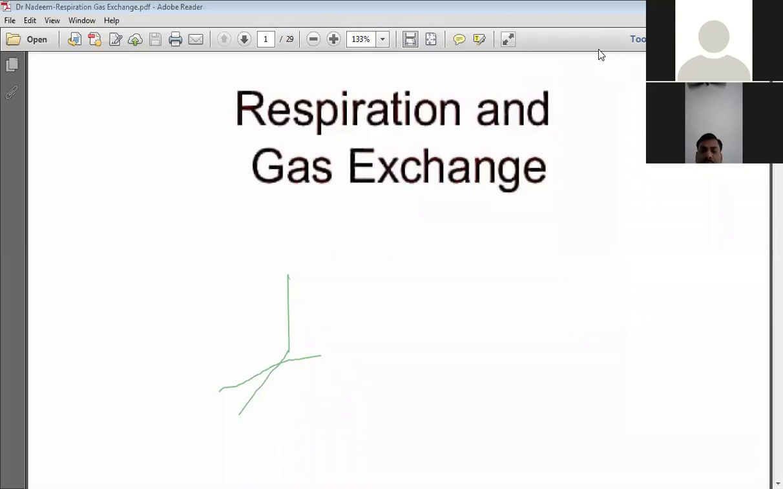The topic of today's lecture is respiration and gaseous exchange. In this topic you will learn what the body parts are which are the main parts for this gaseous exchange, what the supporting parts are which help in the gaseous exchange, and what respiration is. This process occurs in both plants and animals.